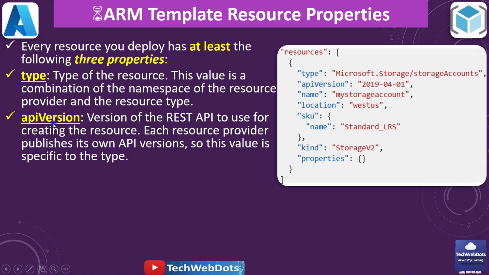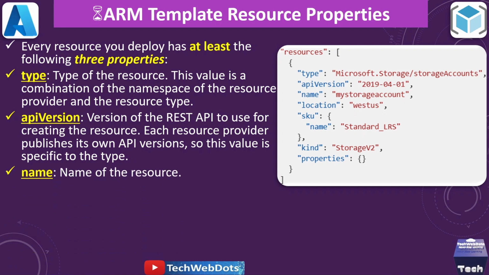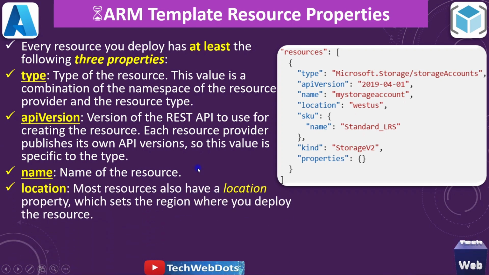Second one, apiVersion, the version of the REST API to use for creating the resources, and each resource provider publishes its own API version. For example, here we have 2019-04-01. So this value is specific to the type. Don't worry, because I have explained it in more detail in my previous session. I strongly recommend you to watch that before this. And the last one is name, which is very important. You should also specify the name of the resource that you want to create.